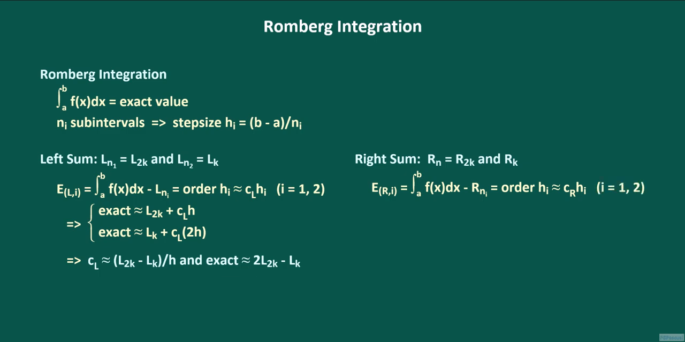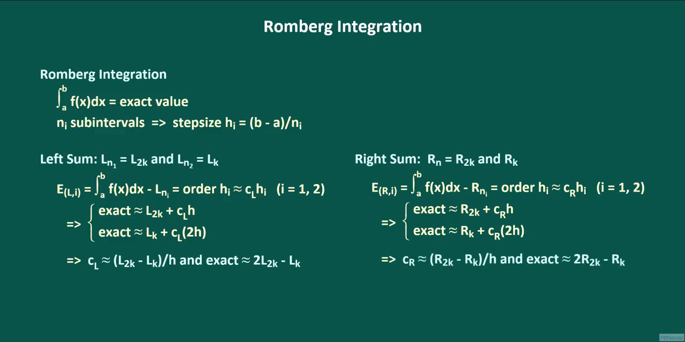Using 2k for n sub 1 and k for n sub 2, with corresponding step sizes h and 2h, the system of equations for the right sum is almost an exact copy of the system of equations that we found for the left sum, giving us these formulas for c sub r and the estimate for the exact value of the integral. This is Romberg integration's improved estimate derived from the estimates r sub 2k and r sub k.